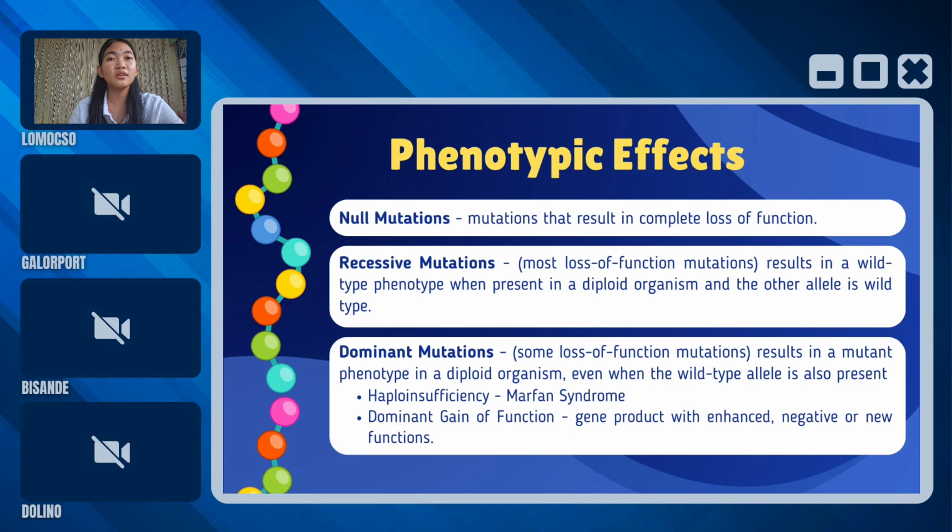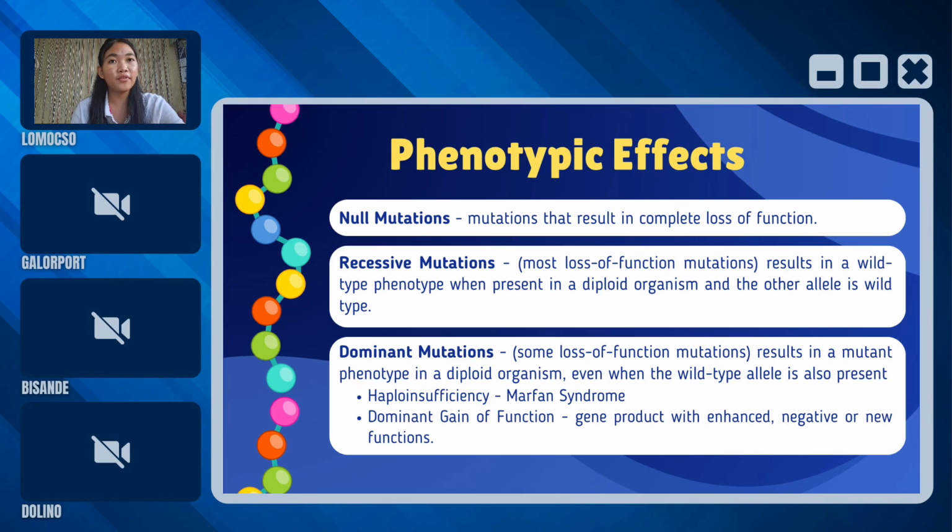Null mutations are mutations that result in a complete loss of function, meaning the protein encoded by the gene either isn't produced at all, or if produced is completely non-functional. It completely eliminates a gene's function, leading to no functional gene product being produced. Next, we have the recessive mutations.